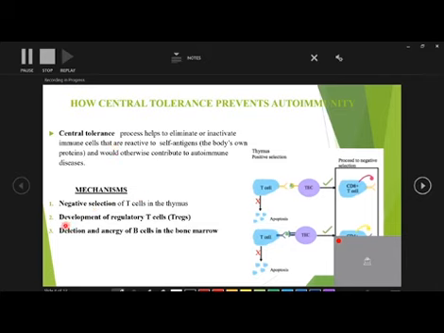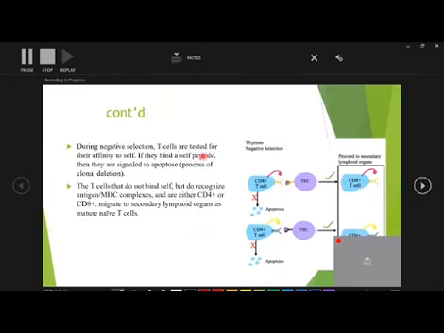We have three mechanisms: the negative selection of the T cells in the thymus, development of the regulatory T cells, and deletion and anergy of B cells. Anergy means a state of non-responsiveness. In the thymus there is also the positive selection, where the T cells undergo apoptosis, a programmed cell death. The mechanism continues in the negative selection, where the CD8 cells are transformed, and these cells then proceed to the secondary lymphoid organs.